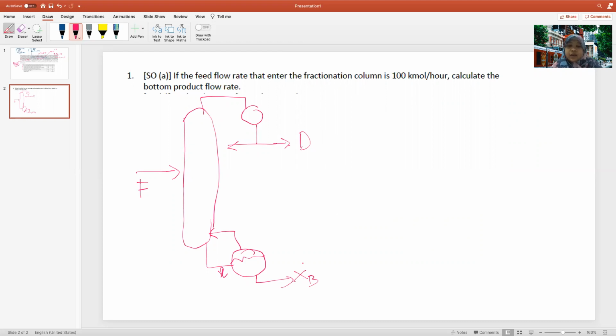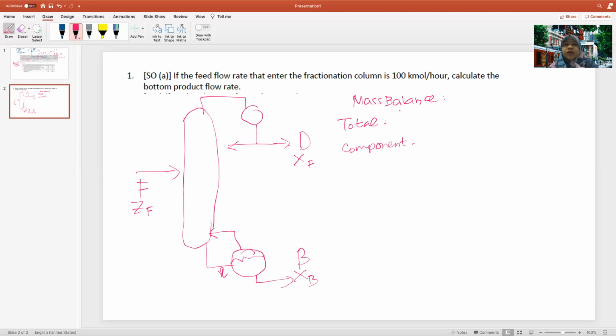Now, this is B. The flow rate is B. This one is ZF, and this is the composition at XF. Okay, so now we have to check the mass balance. Yeah, the mass balance. The first one is for the total, and also for the component mass balance.